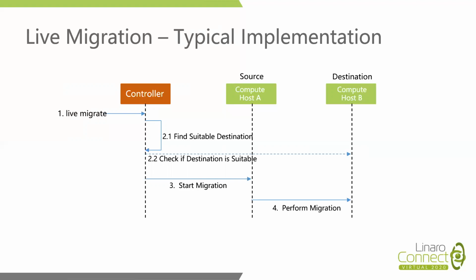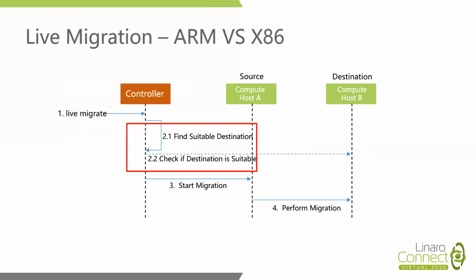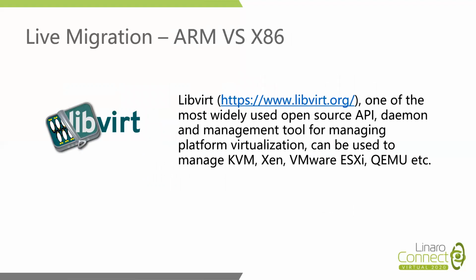When a user calls for live migration, the controller will receive the call and perform pre-migration actions. This will normally include finding a suitable destination. If the user did not provide a target destination, the controller will calculate a suitable one. If the user provides the destination host, the controller will check if it is suitable. After this check, the controller will ask the source and the destination host to start the migration process. In this part, we will mainly focus on the check actions. We will compare the Libvirt code on this.